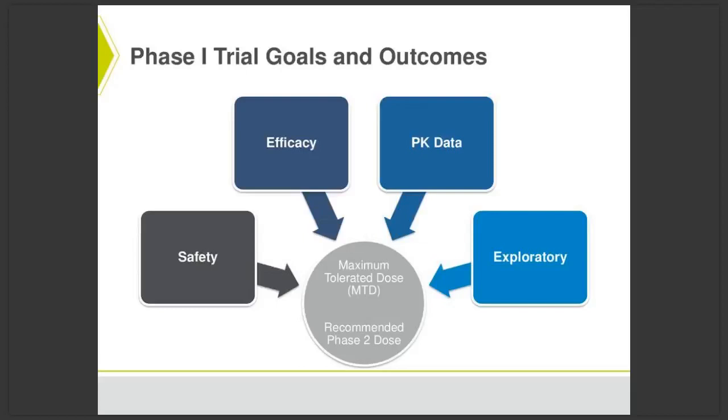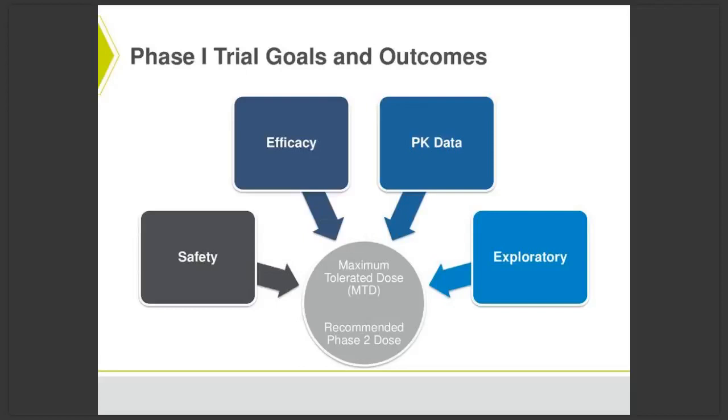The whole goal of this phase 1 trial is to get to what we call a maximum tolerated dose, where you're able to determine what your recommended phase 2 study dose is going to be. This study dose is what you're going to be taking into your early phase 2 studies before you decide if you need some sort of dose finding studies, which is more aligned with the latter half of it.